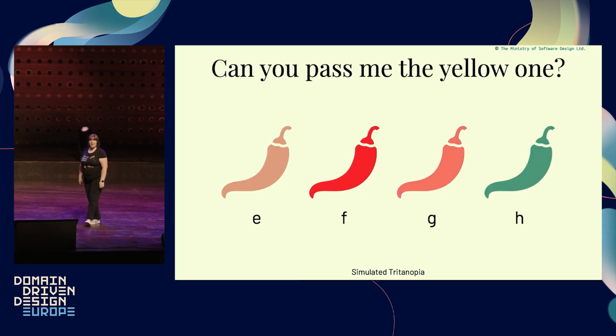Right, your turn again. I've simulated tritanopia this time, and I've mixed them up, of course. So, and again, one of these is yellow. Who thinks it's E? F? G? H? A lot of you did not put your hand up that time. A bit more difficult, wasn't it?